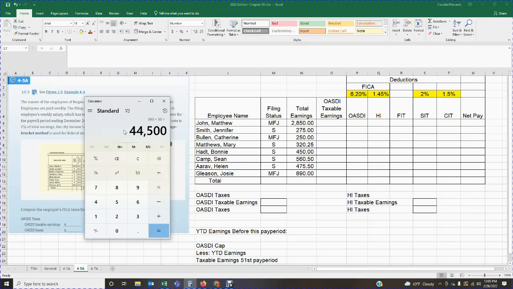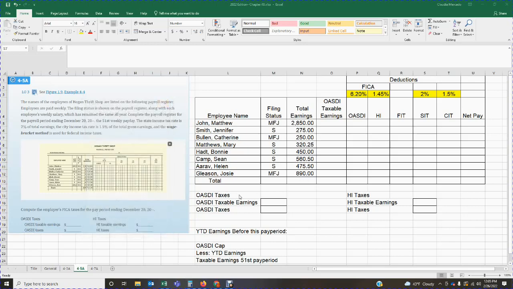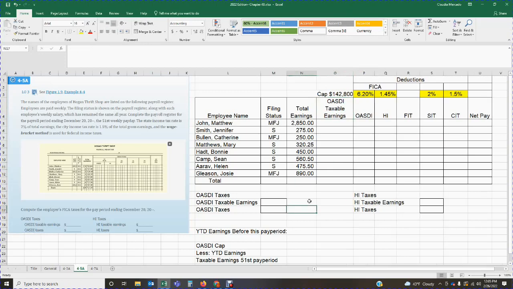So I know that if Josie only made $44,500, the rest of the employees that made less than her are not going to be even close to the cap. And remember, the OASDI cap is $142,800. I know that none of these employees are over the cap, so their total earnings are going to be their taxable earnings. I'm just going to copy that information over here because everything that they earned is going to be taxable.